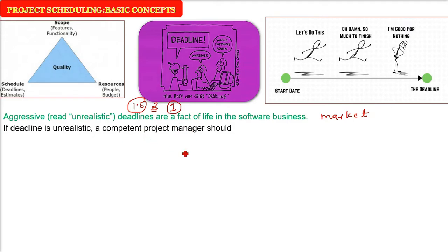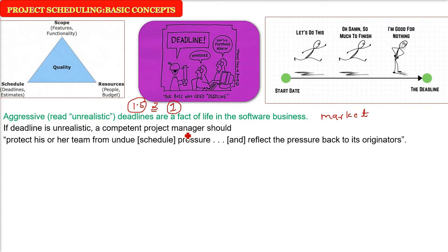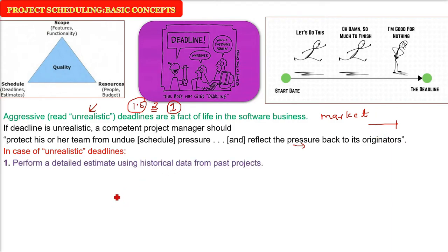So if the deadline is unrealistic, as a competent project manager, what should you do? Protect your team from this undue, unrealistic schedule pressure, and reflect the pressure back to the people who are the originators, who have created this pressure. So in case of unrealistic deadlines, what are you supposed to do? If you can't complete it, there are certain ways to mitigate.